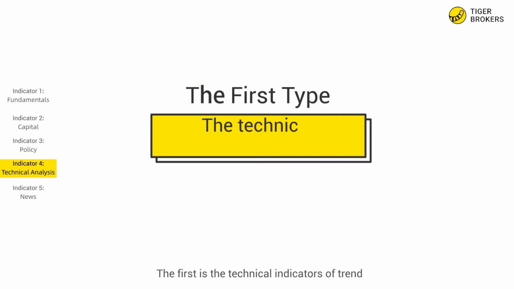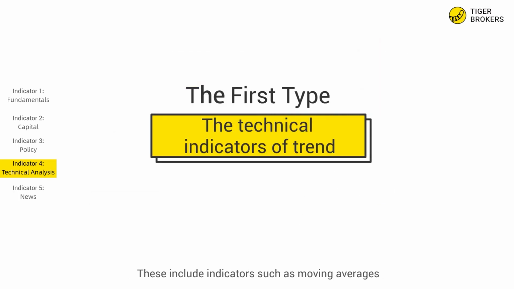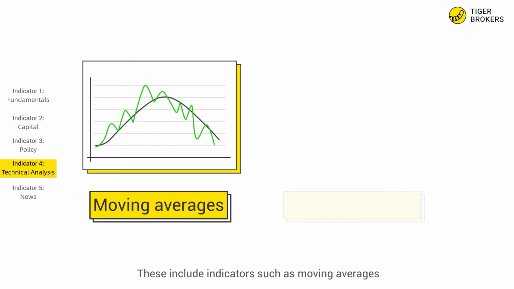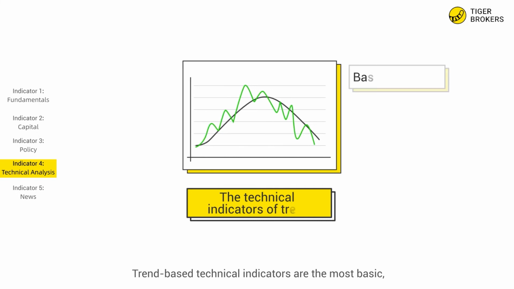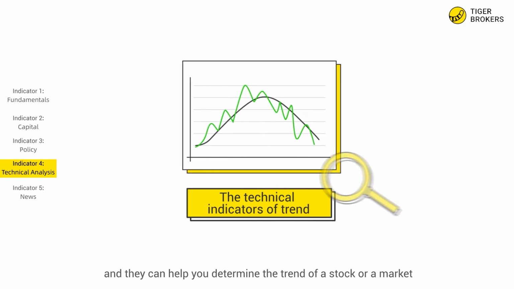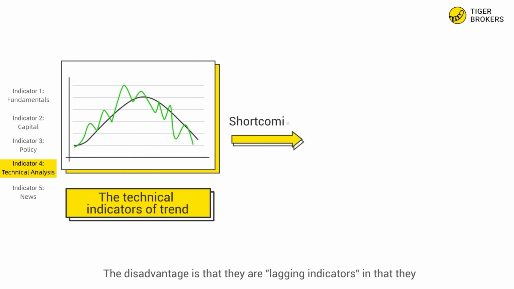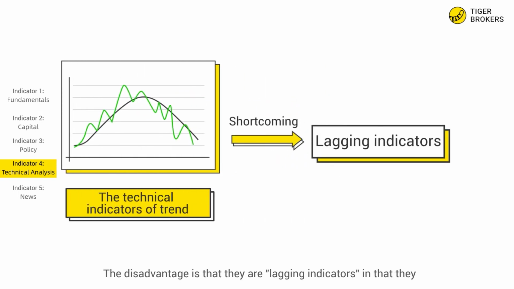The first is the technical indicators of trend. These include indicators such as moving averages and Bollinger Bands. Trend-based technical indicators are the most basic, and they can help you determine the trend of a stock or a market. The disadvantage is that they're lagging indicators in that they generally lag behind current market activity.